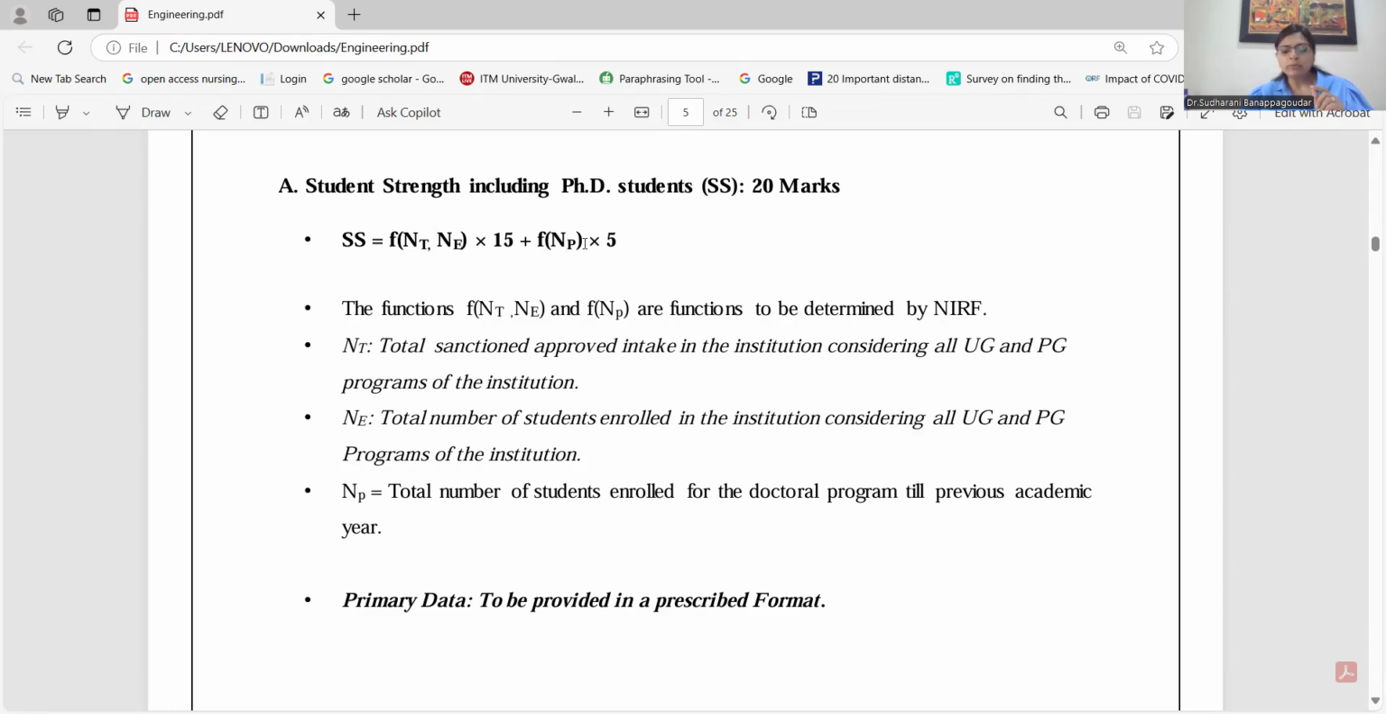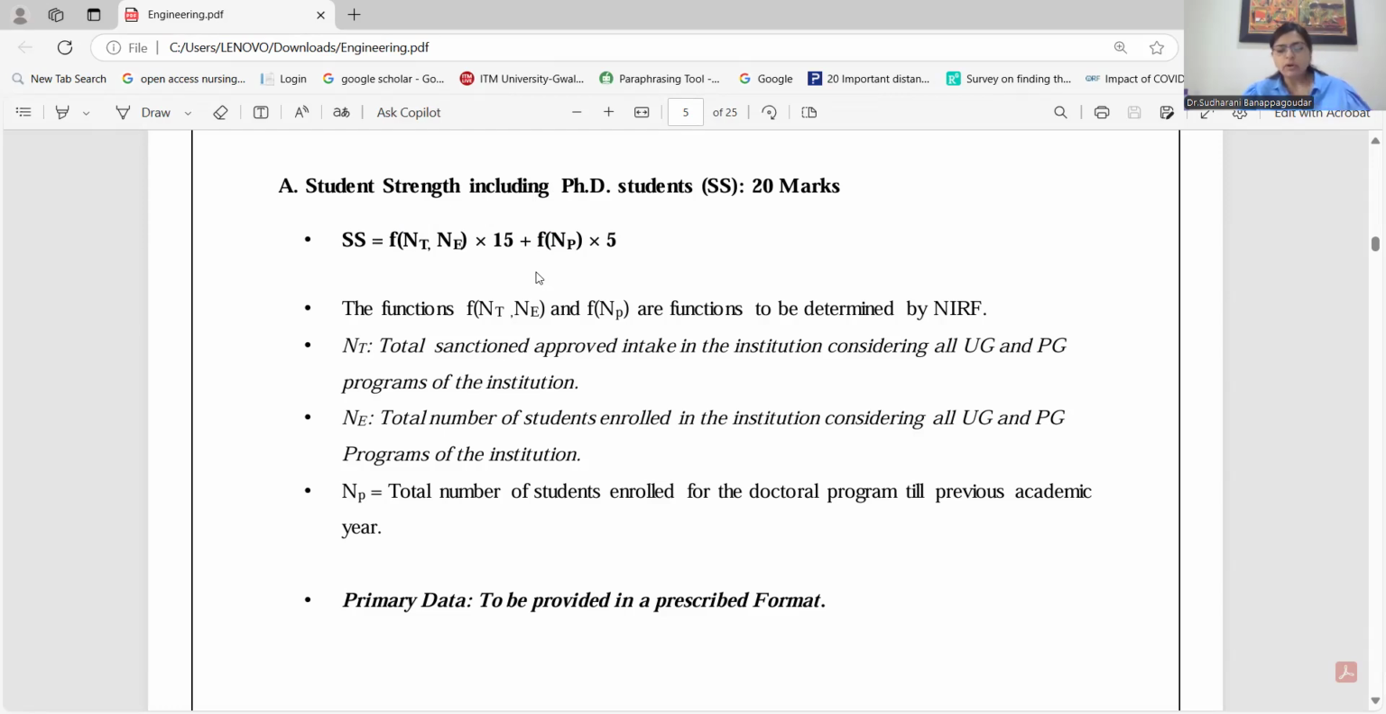So 0 plus 0.0417 multiplied by 5. Now again you substitute all these things. That is 15 into 1, which is again 15. Plus 5 into 0.047 would be 0.21. And that is equal to 15.21. The SS number we got after substituting these values would be 15.21.